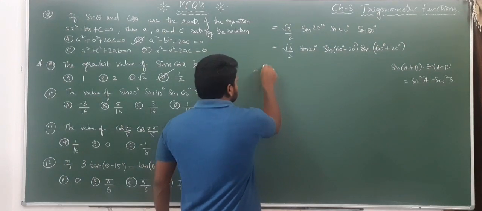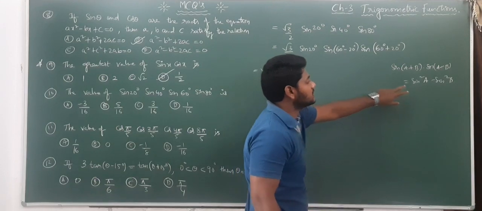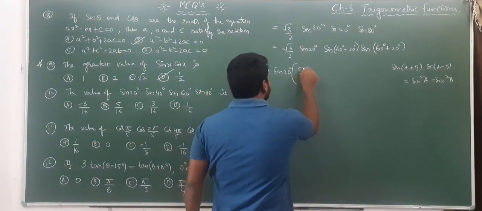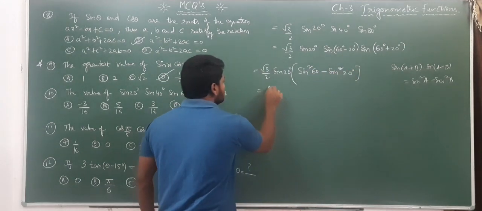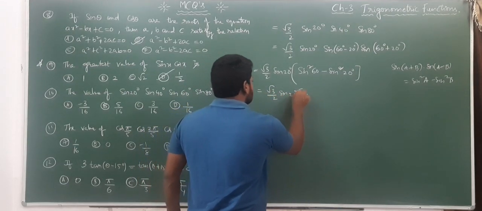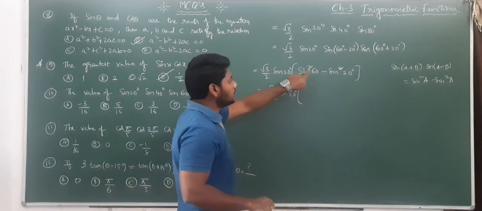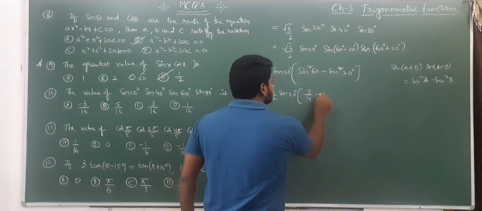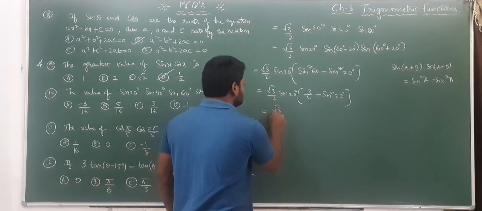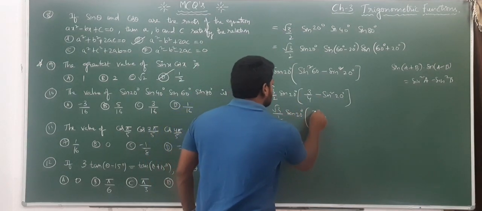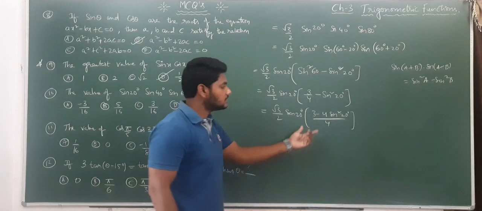We apply that formula here, which is root 3 by 2 into sin 20 degrees into sin of A plus B. Sorry, nothing but sin square A minus sin square B. What is sin square A? Sin square 60 degrees minus sin square 20 degrees. So which is root 3 by 2 into sin 20 degrees into, what is sin 60 degrees value? Here we have written sin 60 is root 3 by 2. Root 3 by 2 whole square, which is 3 by 4 minus sin square 20 degrees. Now we take the LCM here.